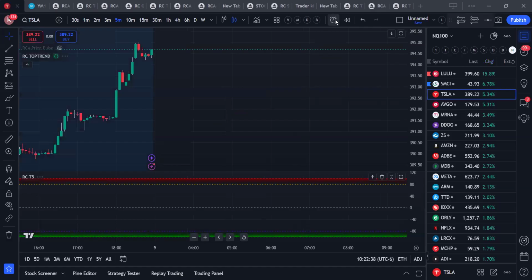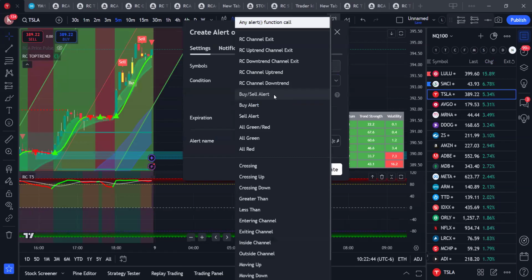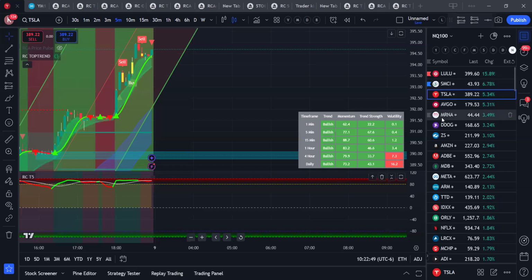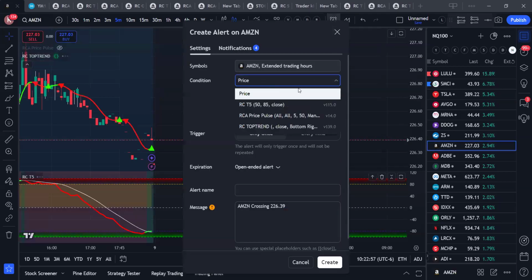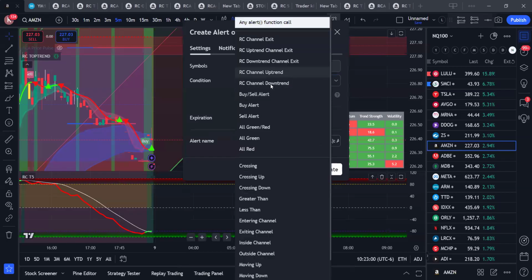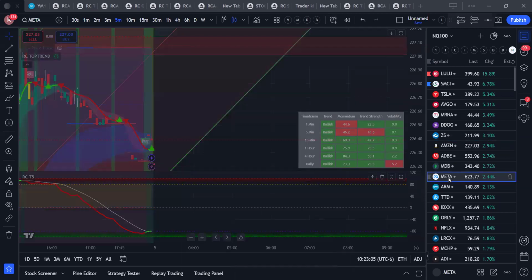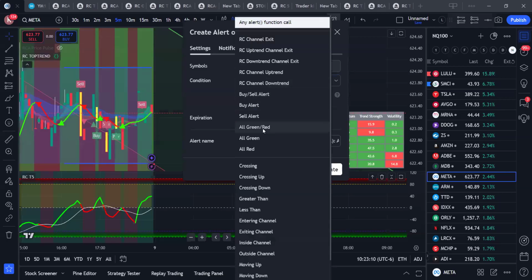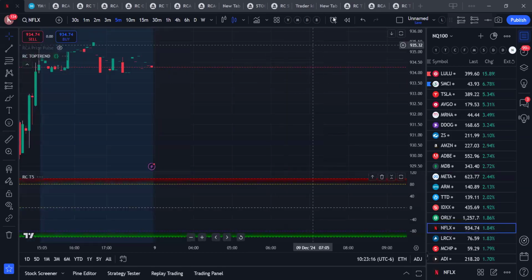I want to go create a notification. So all I do is, whatever are your favorite stocks, create a notification for all green, all red first. Amazon, either indices, Meta, Netflix.